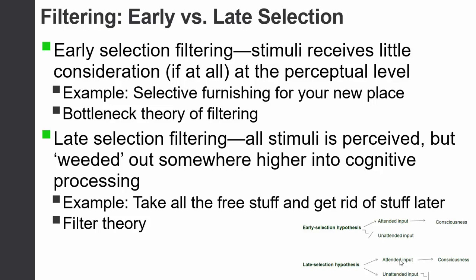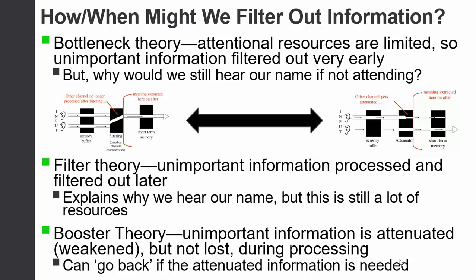Now, when we talk about early selection, we're really going to be talking about the bottleneck theory of filtering. So bottleneck theory of filtering is an example of an early selection filtering mechanism. When we talk about filter theory and booster theories, these are really going to be late selection filtering. So all the filtering is going to happen after everything's gotten into the perceptual system. So hopefully that'll help as we now talk a little bit more about the different theories of how we might filter out this information. So the first theory that I want to talk about is something called bottleneck theory.